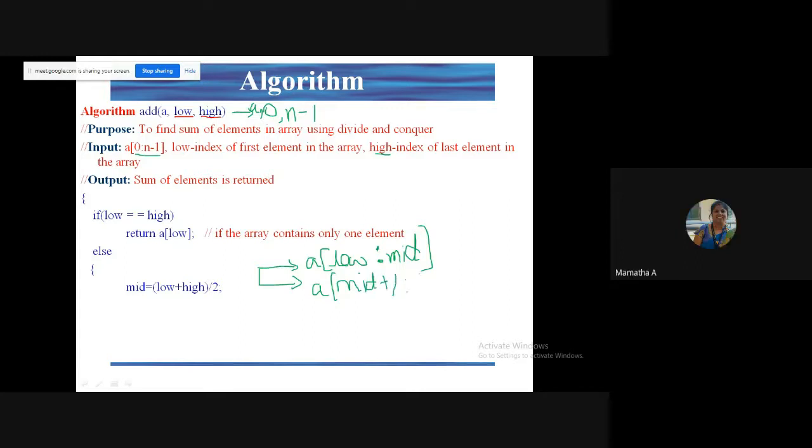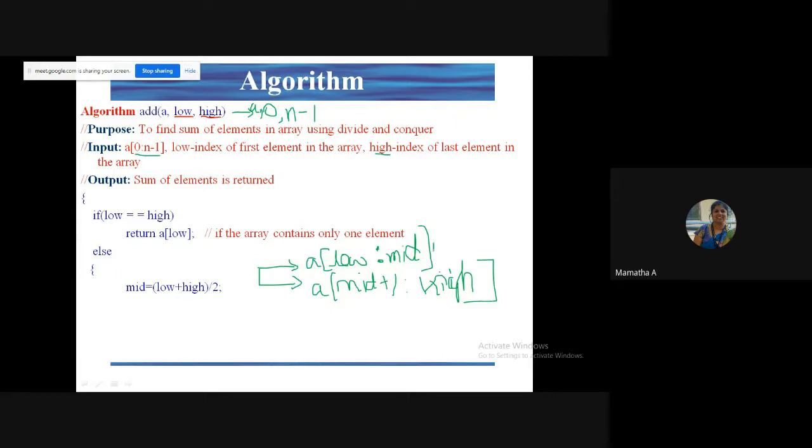So my first half is low to mid, and my second half is from mid plus 1 to high. Otherwise, you can also write low to mid minus 1, mid to high. That's left to your decision, how you take the ranges. But preferably we always use this way of taking the subparts, low to mid, mid plus 1 to high. So now what should I do?